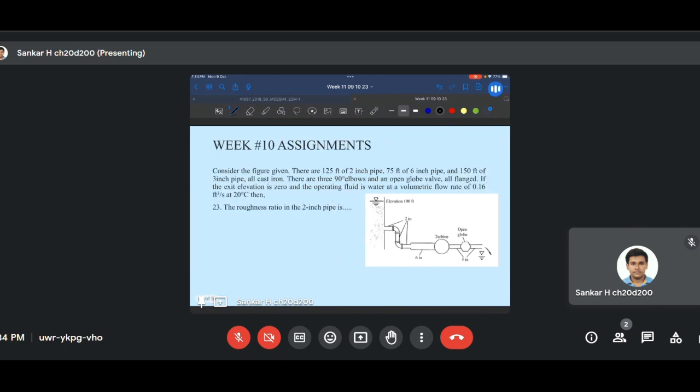Now we have to find out the roughness ratio in the 2-inch pipe, and that is equal to 0.00085 divided by, this is in feet, so 2 inches has to be converted to feet, which is 2 upon 12 feet.